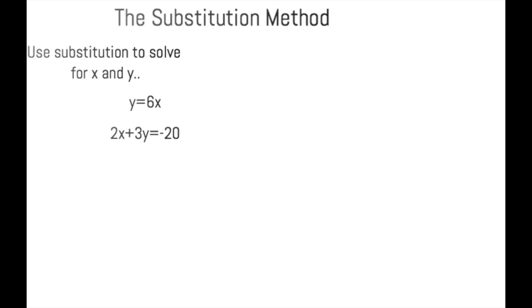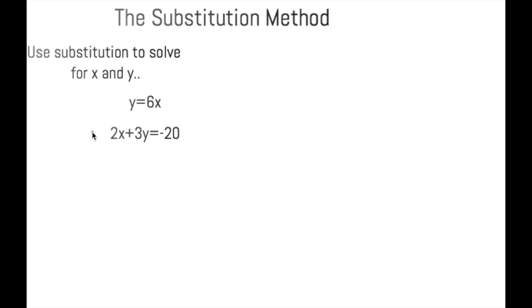Today we are going to learn how to solve systems of linear equations using the substitution method. And right here we have a system of equations, our first equation being y equals 6x, and our second being 2x plus 3y equals negative 20.